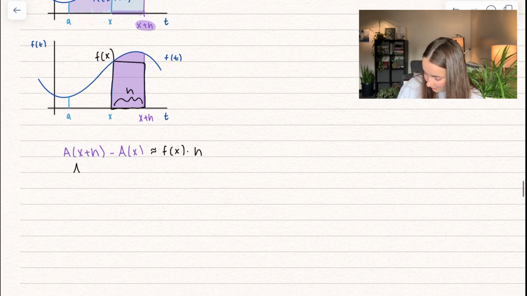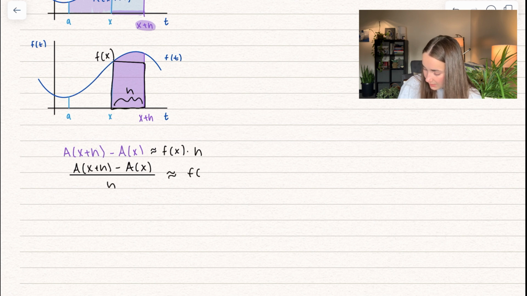So here we get A of x plus h minus A of x, all divided by h, is approximately equal to f of x. Again, this is not perfect because we're using a rectangle to estimate the area. But in order to make it a lot more accurate, let's go ahead and take the limit as h approaches 0, because the smaller the rectangle gets, the more accurate it gets at predicting the area.